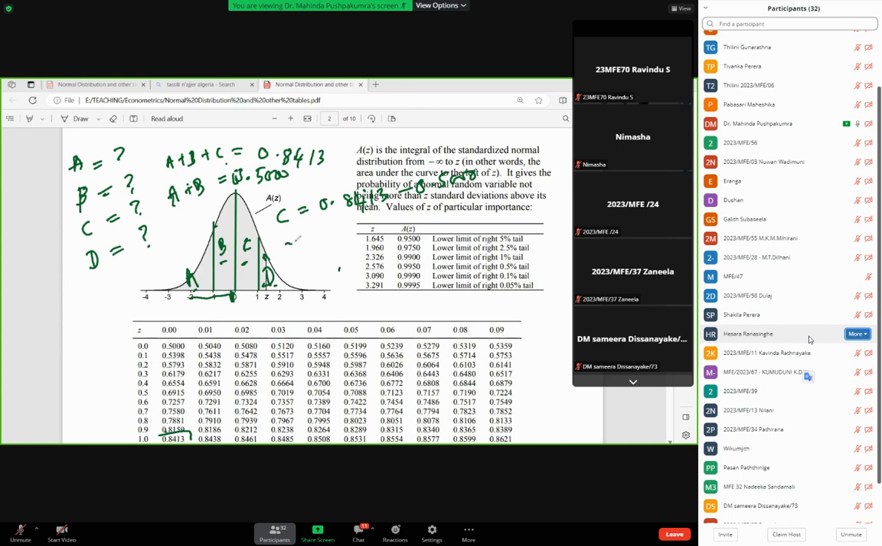Then you know C is equal to B. Then you can find B. And also you can find D. D is 1 minus 0.8413. Then you know D is equal to A. Then you can find A, B, C, D. Did you get the point? Okay, then shall we move to our PowerPoint?